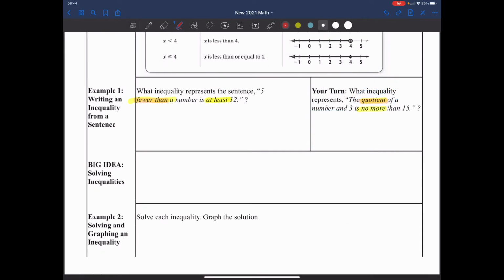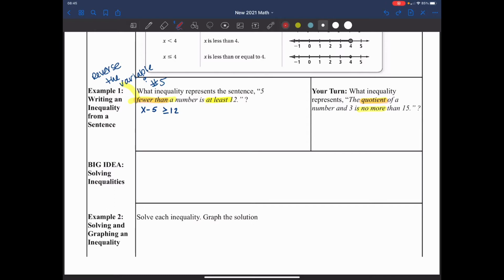Set of examples, we're going to write an inequality from a sentence. So what inequality represents the sentence 5 fewer than a number is at least 12? So the first thing we need to know is that when we have the words fewer than, we're going to reverse the 5 and the variable. So we're going to say that x minus 5.